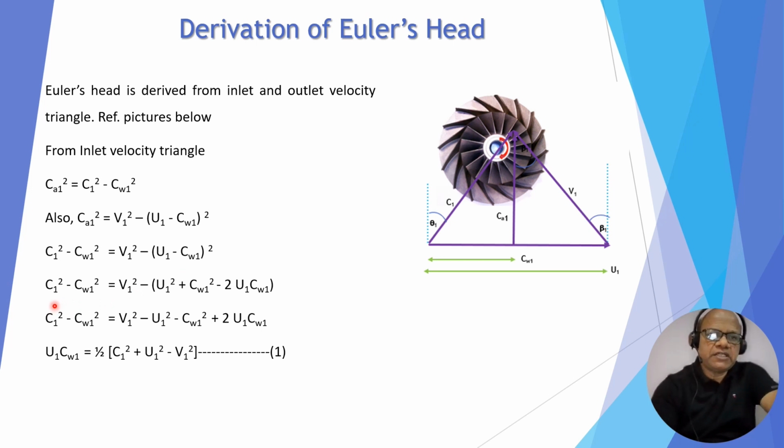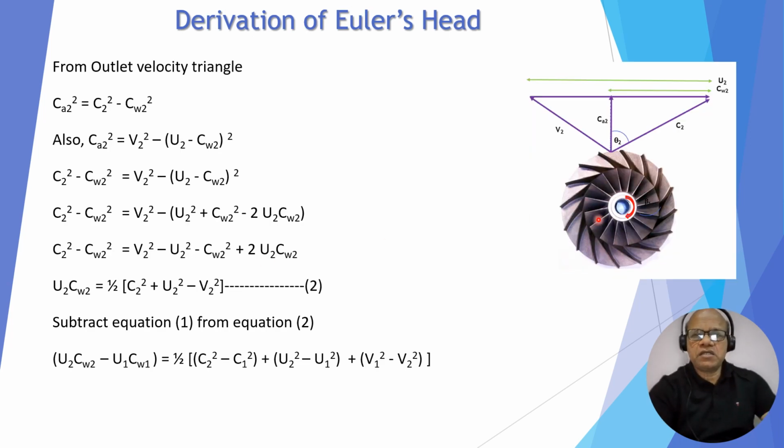Now further we can write C1 squared minus CW1 squared is equal to V1 squared minus [U1 squared plus CW1 squared minus 2 U1 CW1]. So on further simplification, C1 squared minus CW1 squared is equal to V1 squared minus U1 squared minus CW1 squared plus 2 U1 CW1. So we can write U1 CW1 is equal to half into [C1 squared plus U1 squared minus V1 squared]. This is equation number 1.